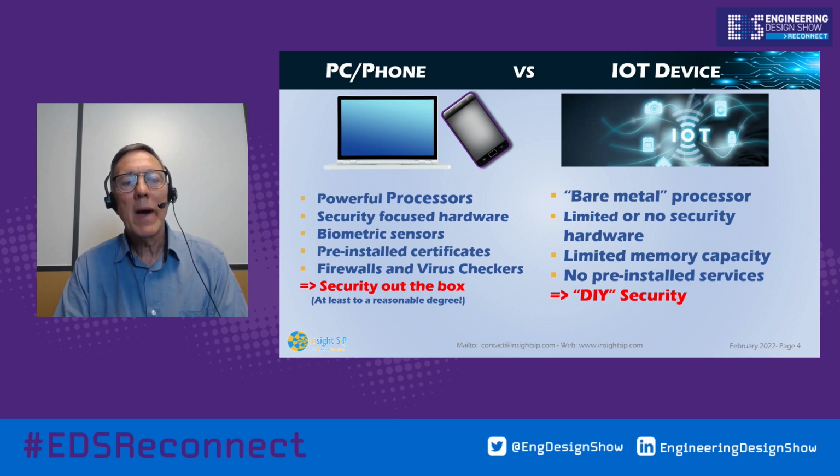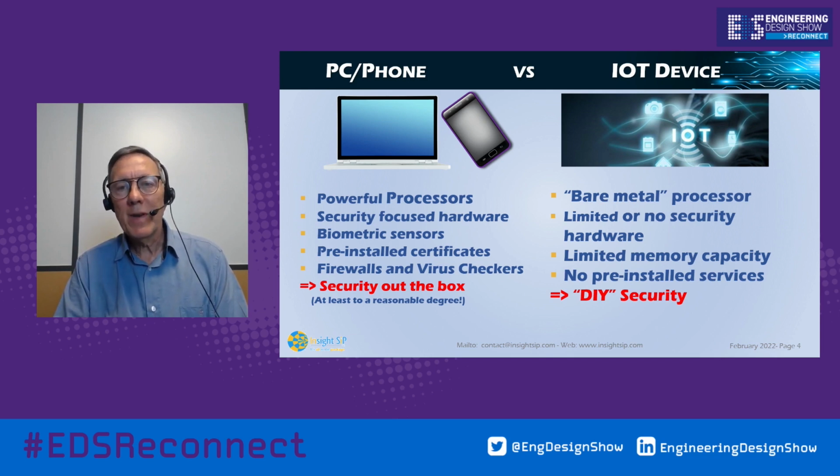You may have other biometric sensors in either the PC or in the phone. You have a lot of pre-installed trusted certificates in PCs and phones that allow you to connect with some degree of security to the internet. And you obviously have firewalls, virus checkers, and lots of everything else to help make the connection between you and the rest of the world as safe as possible. So you could say in the PC phone world, you have security straight out of the box, up to some sort of reasonable level, at least.